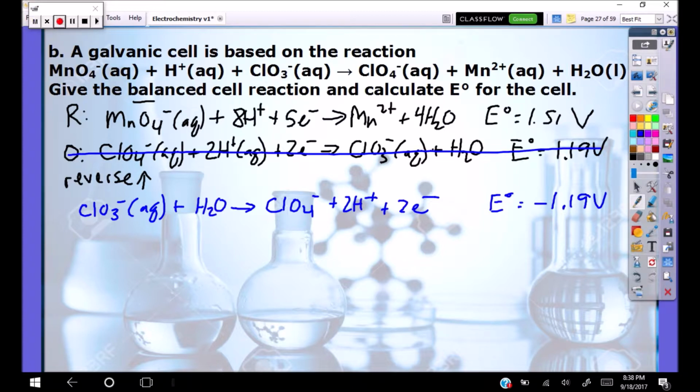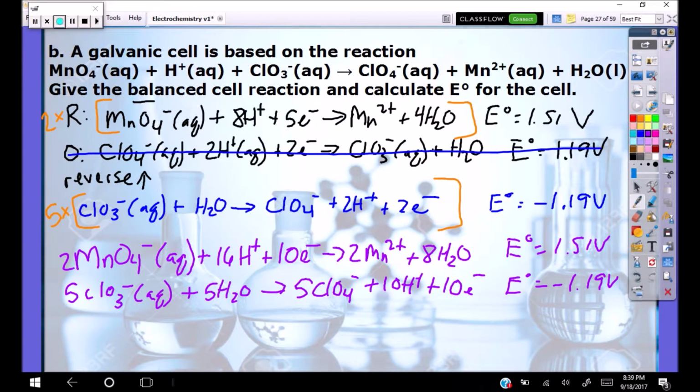So I want to multiply this whole reaction by 5. I want to multiply this reaction by 2. Actually, I put the brackets in the wrong spot down here. I apologize. Because we don't multiply our E values at all. We have the proper amount of electrons. We can add everything together now.